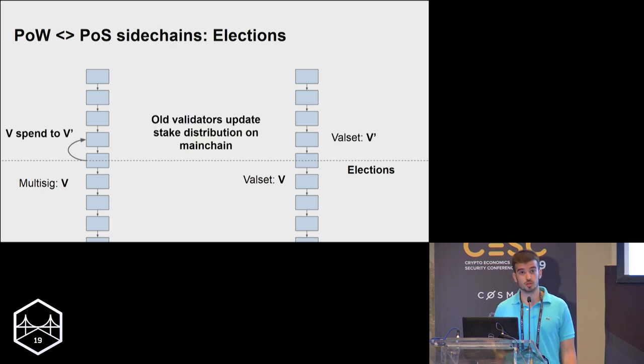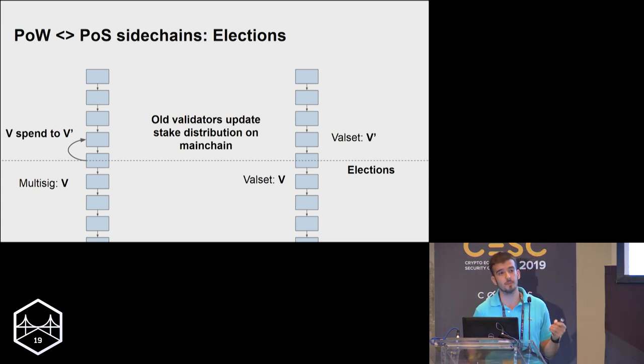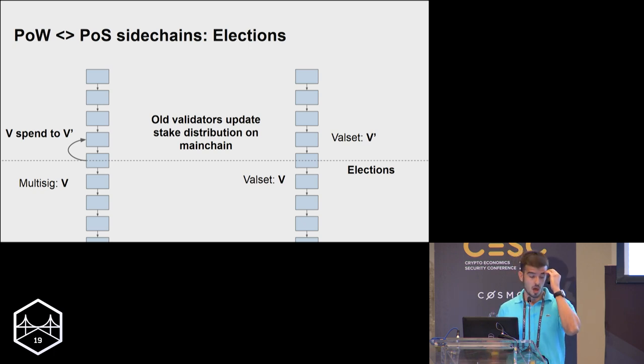So what should happen is that the old stake, the validators of the previous multisig, the owners of the previous multisig, if they act properly, they should take the money from the multisig and spend it to a new multisig. And if they do that, okay, the two chains have the same validator set and I'm in a good spot. I know that if the proof of stake sidechain is secure, also my funds on the proof of work chain are secure, as long as they follow the rules.